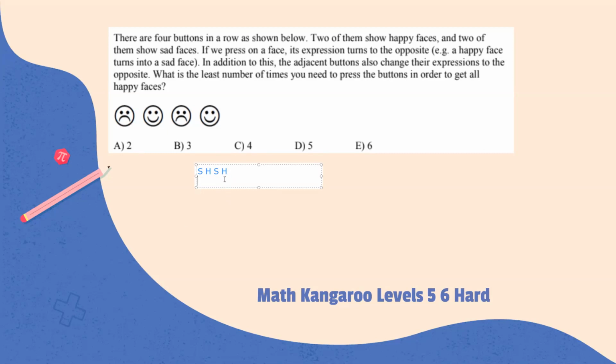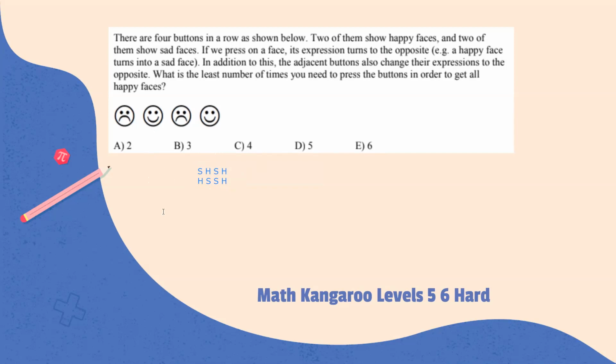So we start out with SHSH. Let's say I press the first button, the sad face. So then it would turn into HSSH, right? And what we want to do is figure out the least amount of times that we need to press any button in any order so that you can get all happy faces.